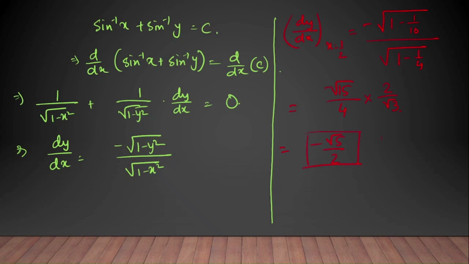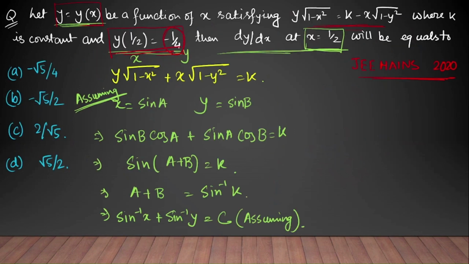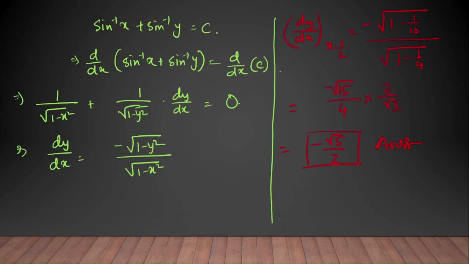This is the answer of this question, and I guess option B is correct. Okay, option B is correct over here. Have a look over this question. First of all, we have assumed x equals to sine a and y equals to sine b for our convenience. Then it comes as a plus b equals to sine inverse k. We have taken a as sine inverse x and b as sine inverse y, and sine inverse k we have assumed as c, which is constant.